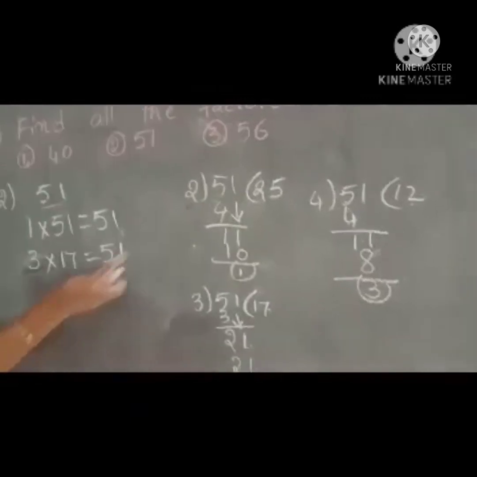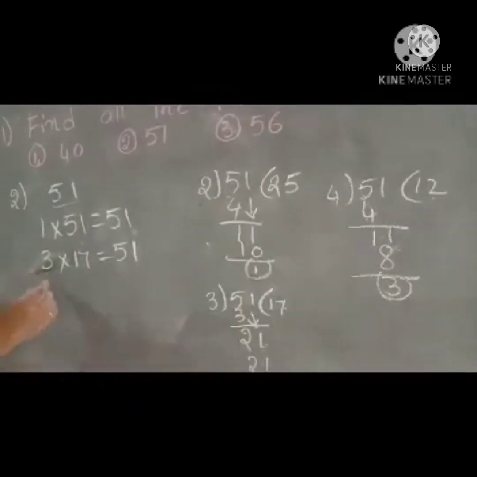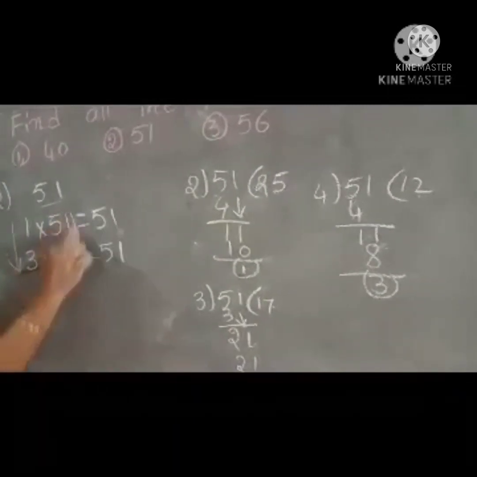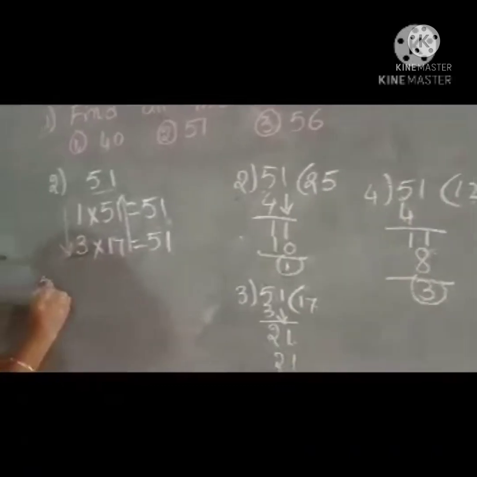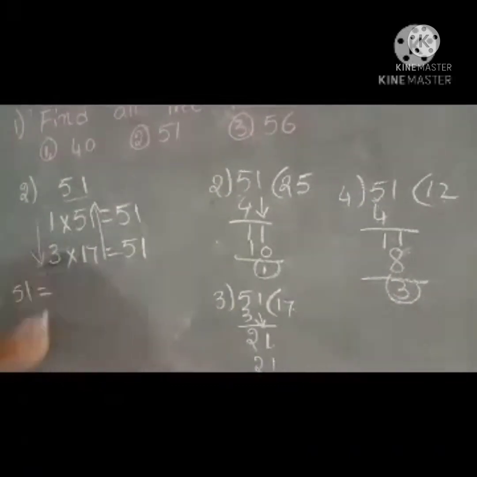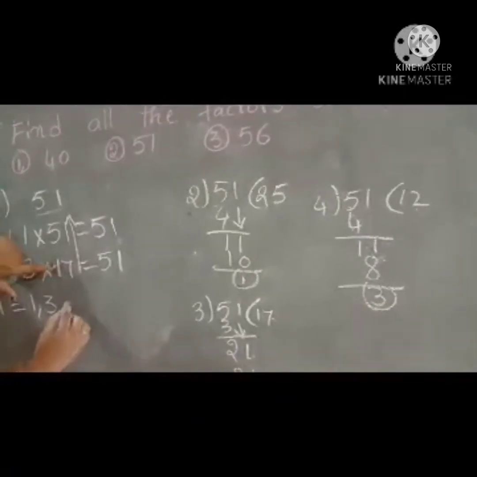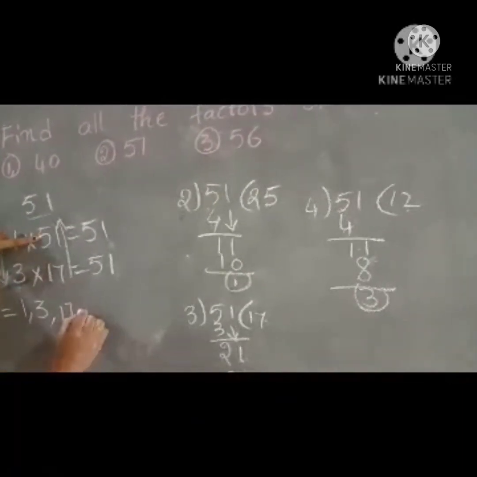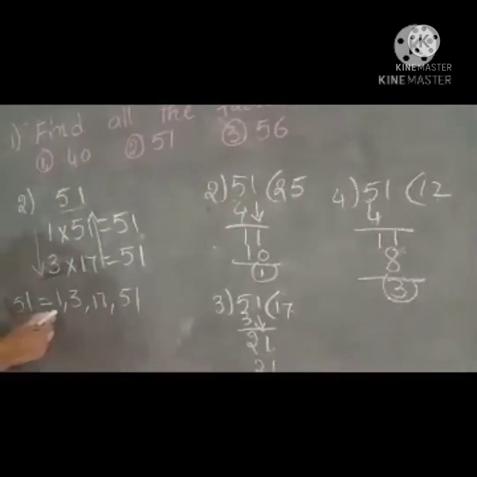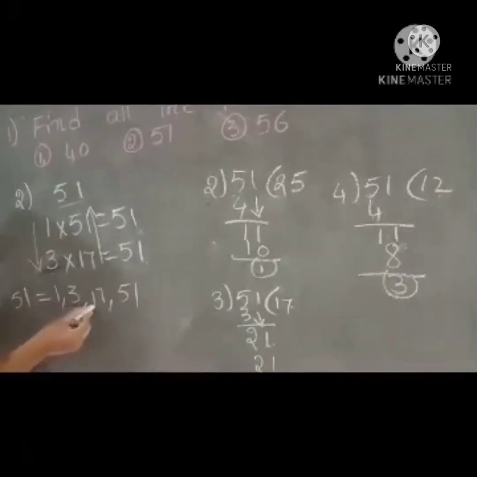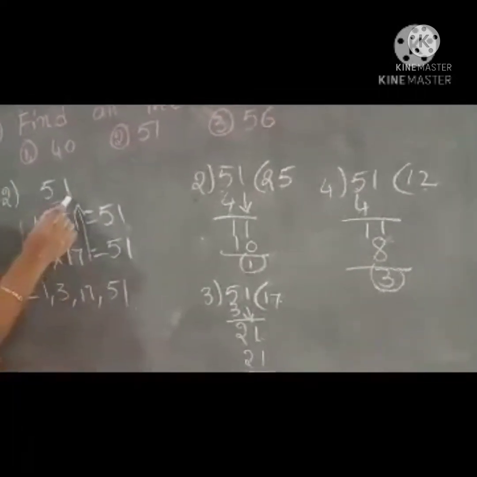See children, here in fourth table also 51 is not divisible. Here see, only these are the factors of 51. Only these 4 are the factors of 51. 51 is equals to, what are the factors? 1, 3, 17 and 51. See children, what are the factors of 51? 1, 3, 17, 51 are the factors of 51.